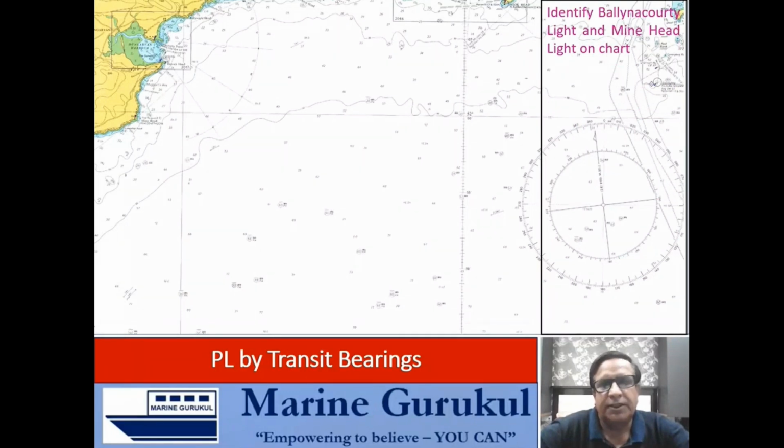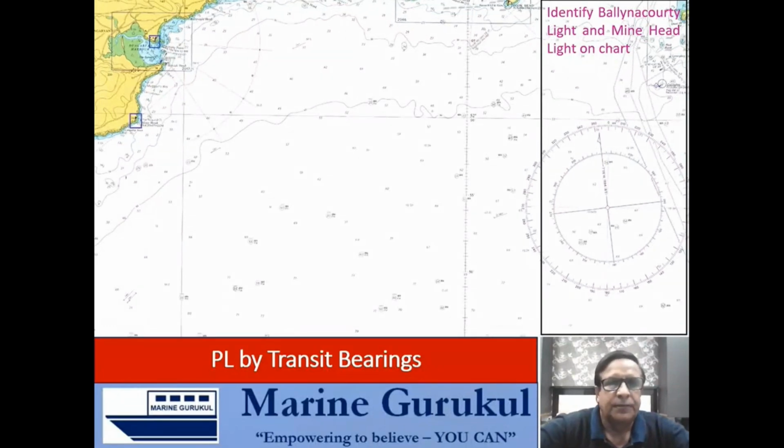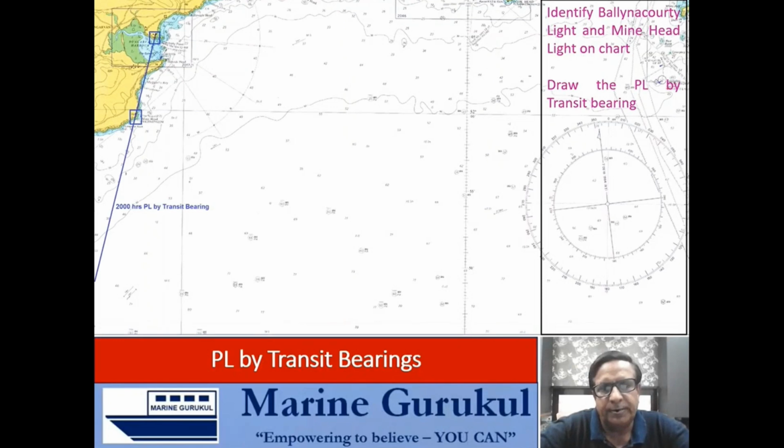First, let us identify the Bellina-Coty light and the Minehead light on the chart. On the chart, this one is Minehead light and this one is Bellina-Coty light. Now we draw the PL by transit bearing. That means we join these two landmarks and extend them on the side on which the ship is likely to be, and that becomes the PL. Now you can see on this, these two have been joined and extended on this side where the ship is likely to be, and this becomes 2000 hour PL by transit bearing.